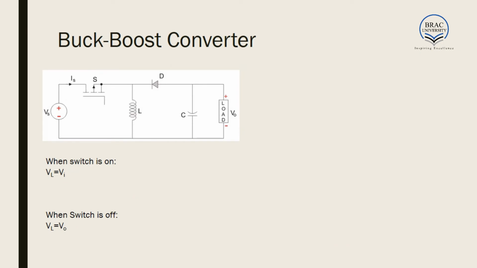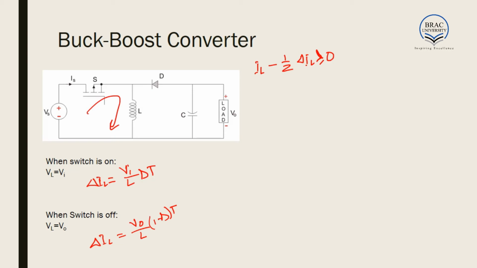Now let us look at the buck boost converter. The process is similar. ΔIL will be equal to VI by L into DT here, and ΔIL will be equal to V out by L into (1 minus D)T here. We can consider any of those for our calculations. Now for continuous conduction mode, IL minus half ΔIL is greater than or equal to 0. So here IL is equal to I input when the switch is on. When the switch is off, IL is equal to I output.